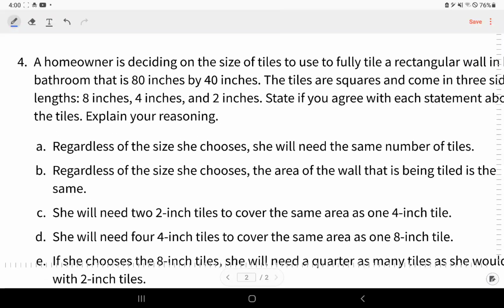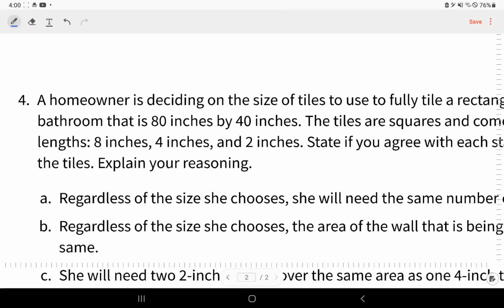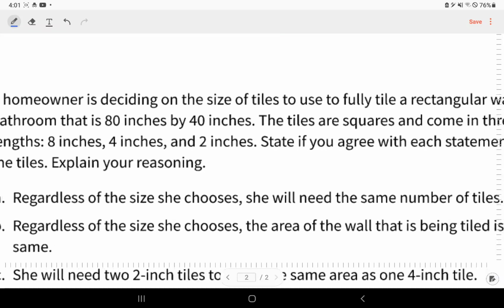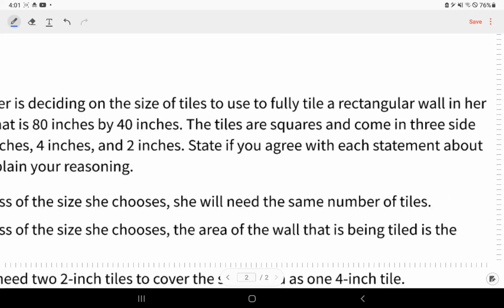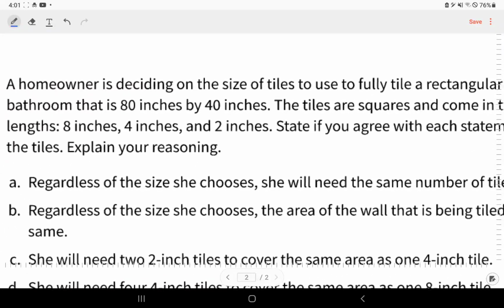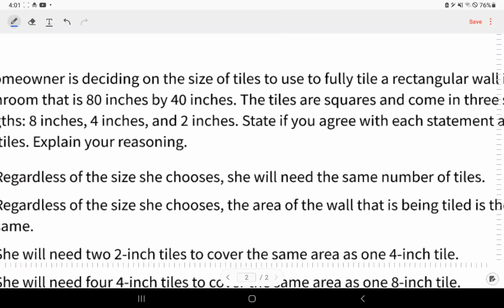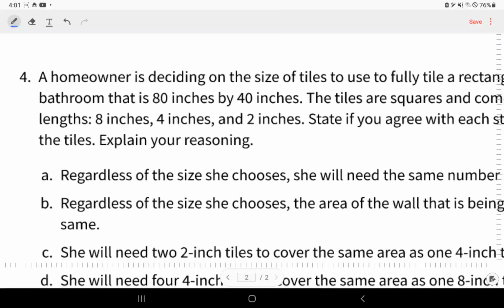And for our last question. All right, let's zoom in so that I can actually read it. A homeowner is deciding on the size of tiles to use to fully tile a rectangular wall in her bathroom that is 80 by 40. The tiles are squares and come in 3 side lengths.